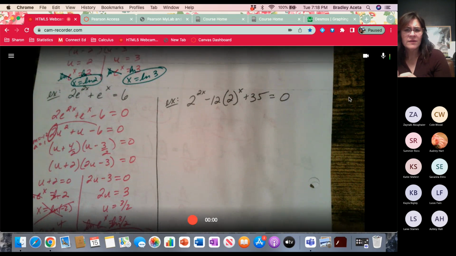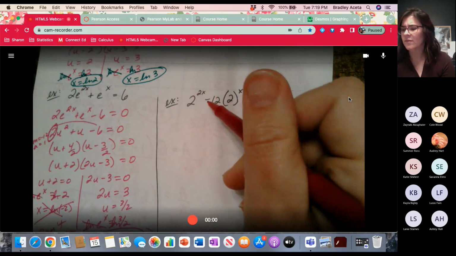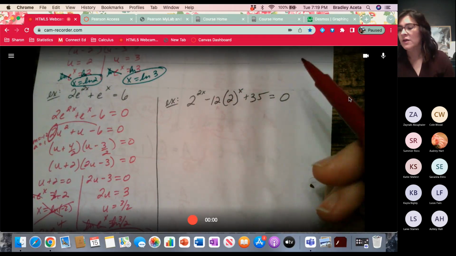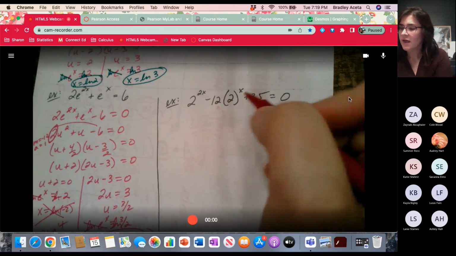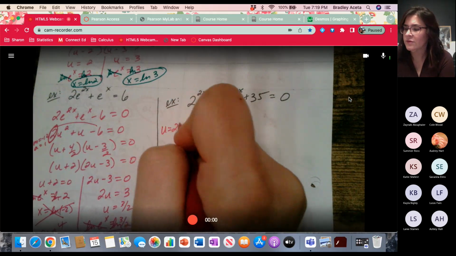Okay, here's another one in this quadratic form. And they put a lot of these on here. I was surprised. I was like, wow. So like I said, I'm trying to show you all of them. 2 to the 2x, minus 12 times 2 to the x, plus 35. Well, instead of me having e to the x, I have 2 to the x. e is actually 2.7 to the x. So now I'm going to let my u equal 2 to the x.